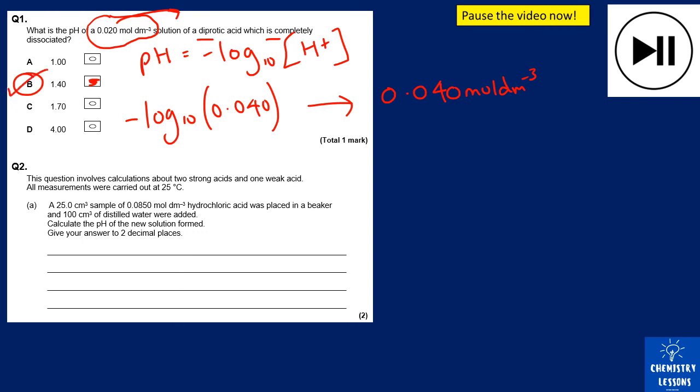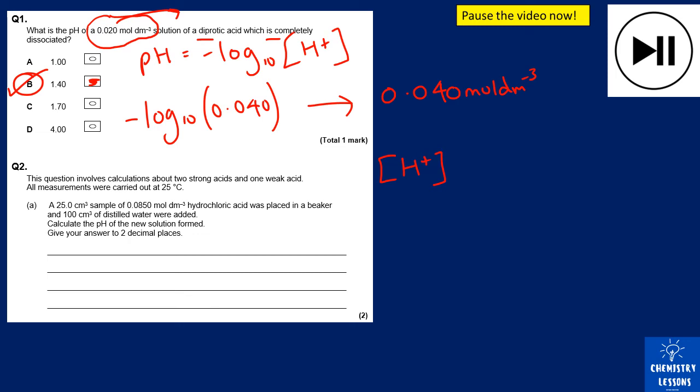Now question 2 is quite tricky, but let's just focus on what we need to do. We need to find the pH. To find the pH, we must find the H plus concentration. So we need to find the H plus concentration. Now what they're doing in this question is they're diluting it.